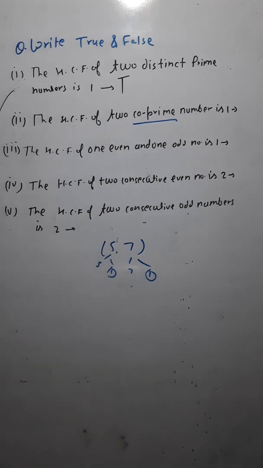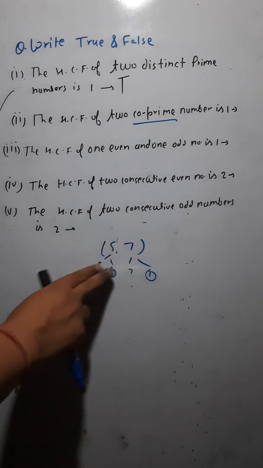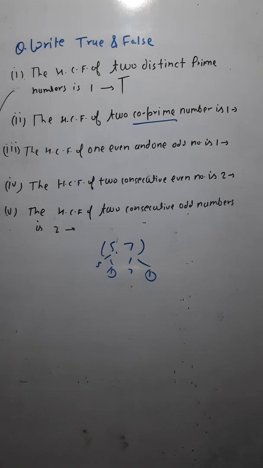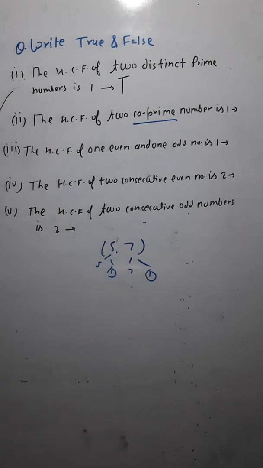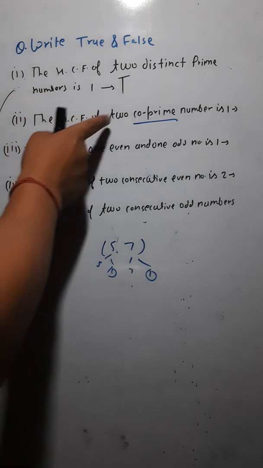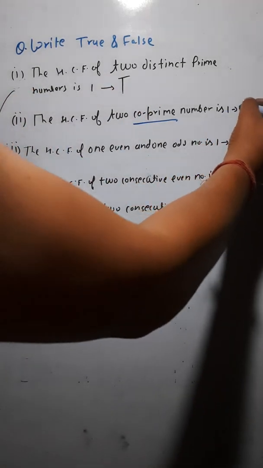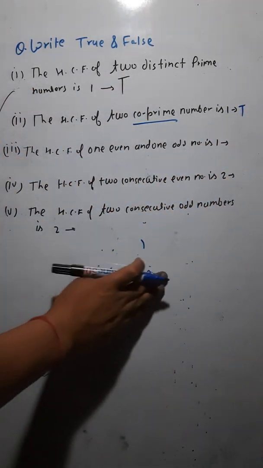Two numbers are co-prime if they have 1 as the common factor. So 1 is the common factor here, which means the HCF is also 1. Hence the HCF of two co-prime numbers is 1. So the statement is true.